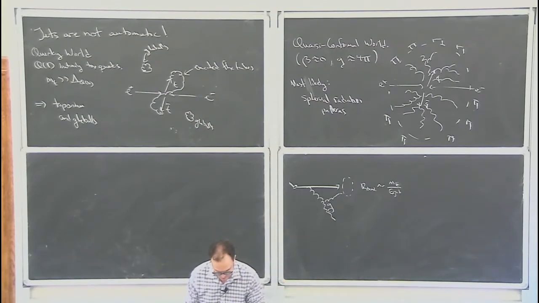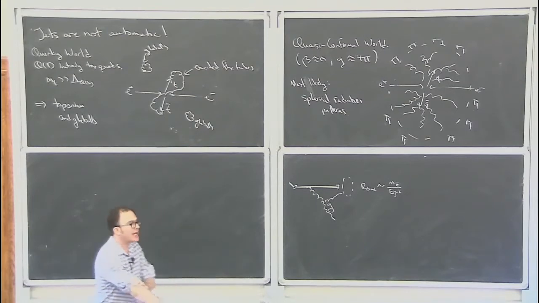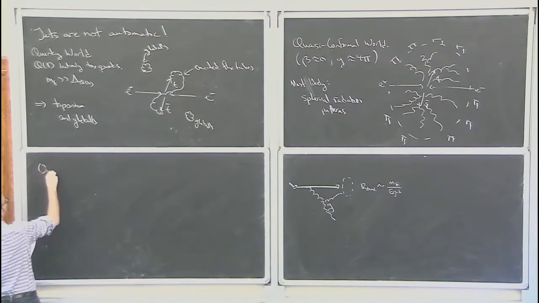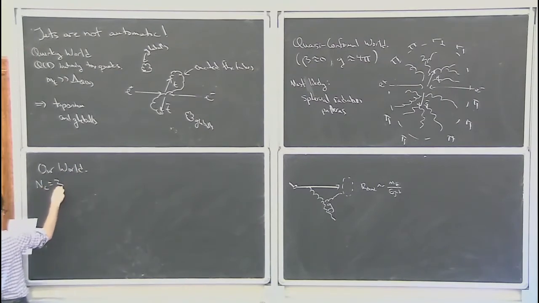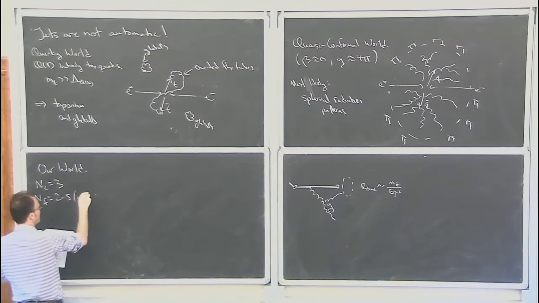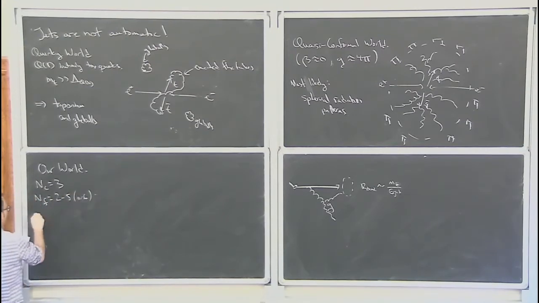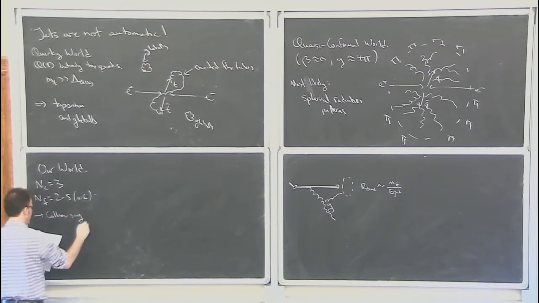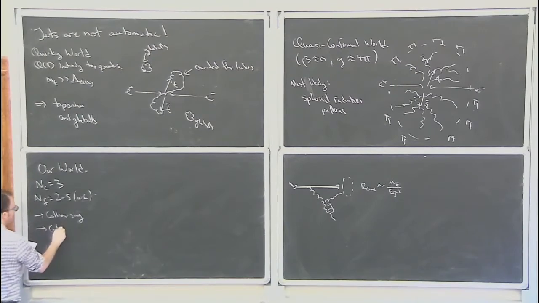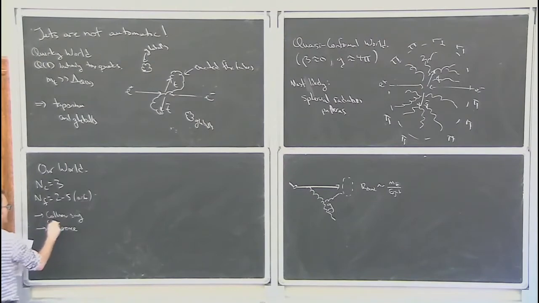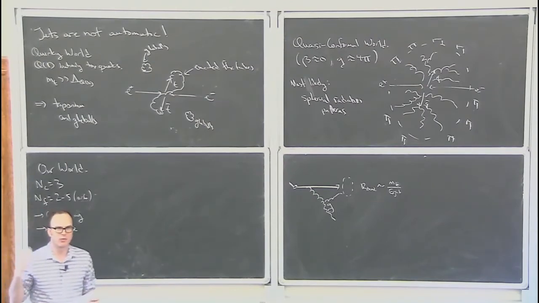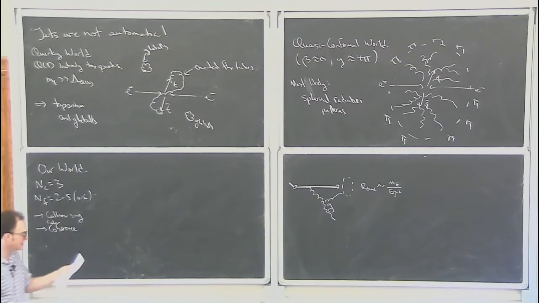OK, so the world that we live in is a world that has jets. The number of colors is 3. The number of flavors, depending on your scale, is somewhere between 2 and 5, or 6 if you're at super high energies. And we have collinear singularities. So that explains jet formation. There's another thing that gives another source of collimation, which is called color coherence, which I'm not going to be talking about. But this also basically tells you that radiation wants to continue to be aligned in the direction that it's produced.